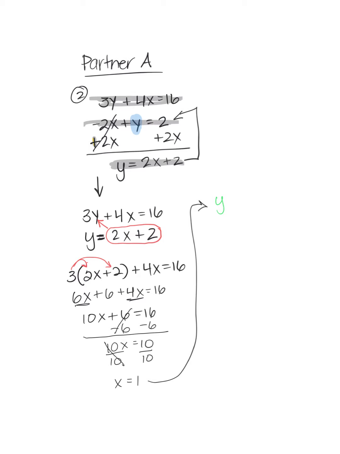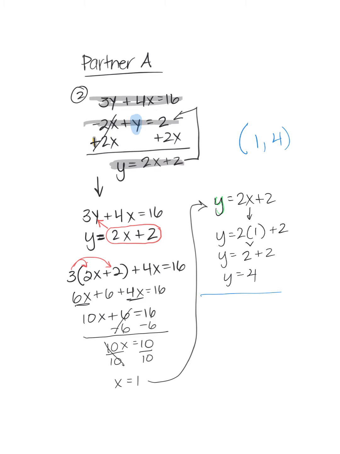Y equals 2x plus 2. Okay, we solved for x and said it was 1, so that's what I need to substitute. That's going to allow me to figure out what y is. 2 times 1 is 2, and 2 plus 2 is 4. So now I think I have my answer. I think my answer is going to be 1, 4. But we need to check.